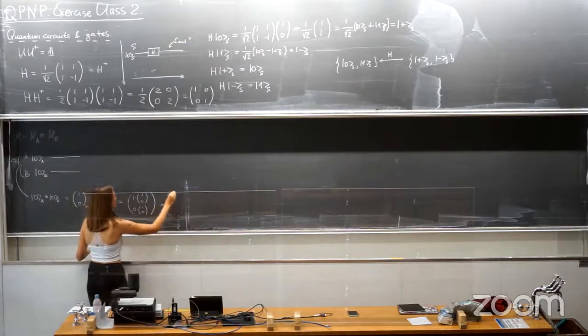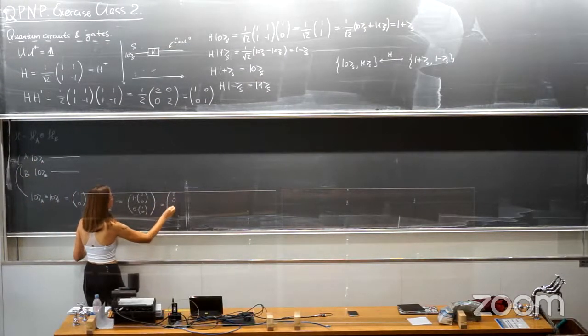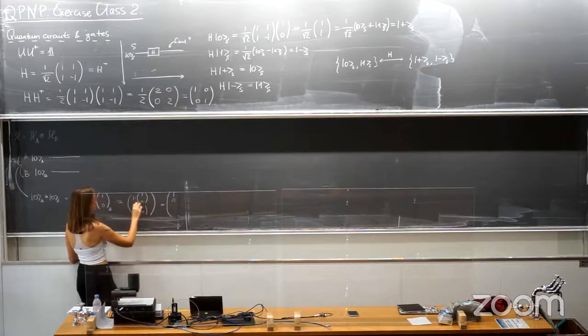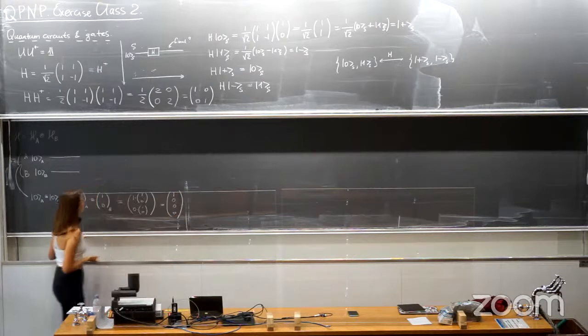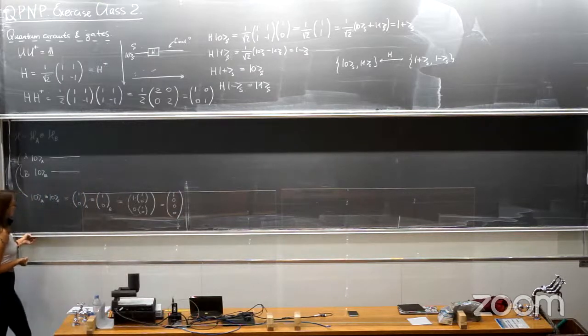We'll get 1, 0. So this would be the first to 1, 0, and 0, 0. So this is going to be the matrix form of the joint states of the systems A and B.